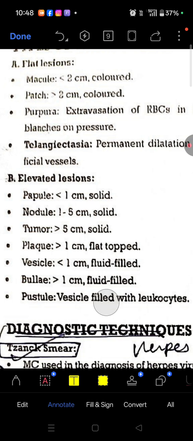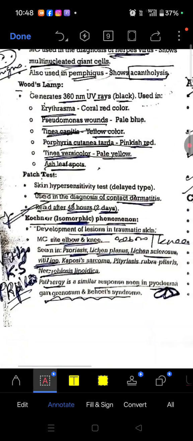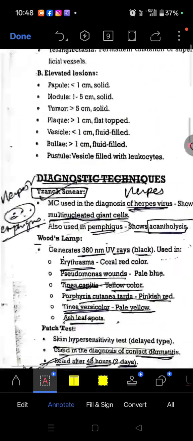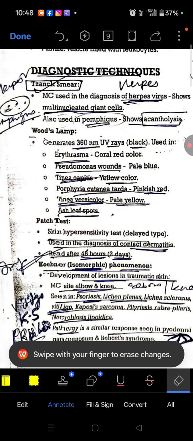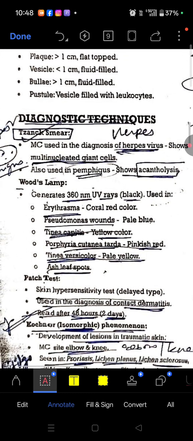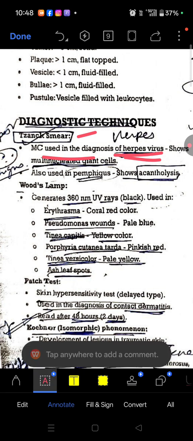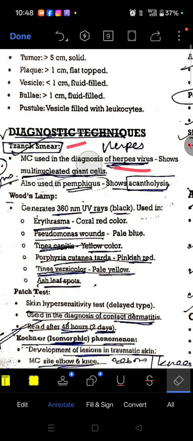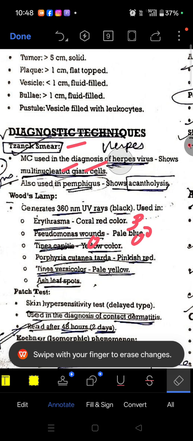So this is all about skin lesions. Now next, very important, diagnostic techniques. One question is framed, a frequently asked PYQ from this important topic. Diagnostic technique number 1 is Tzanck smear. Tzanck smear is most commonly used in the diagnosis of herpes virus, and it will show multinucleated giant cells.